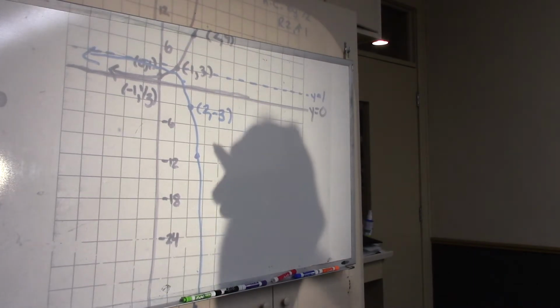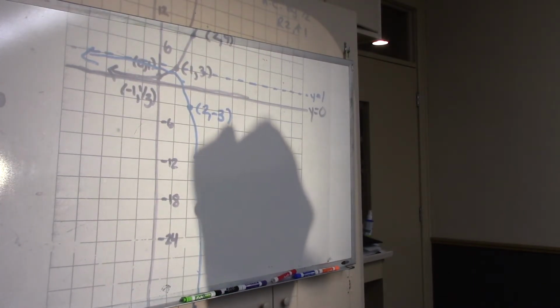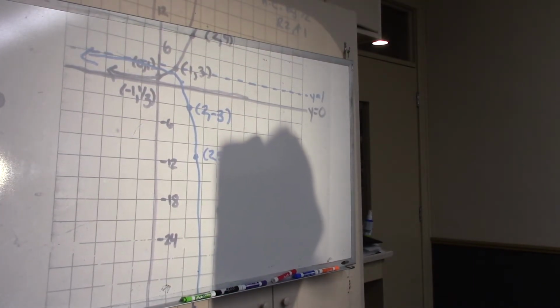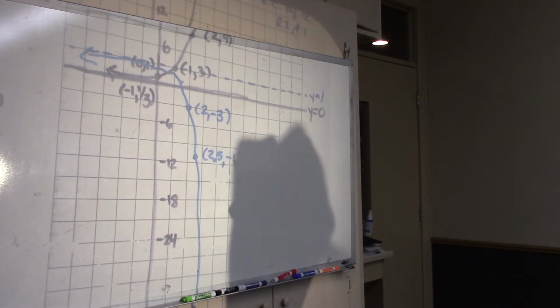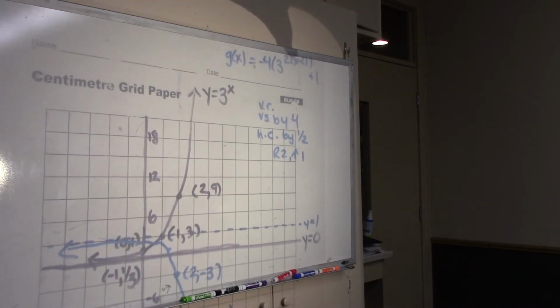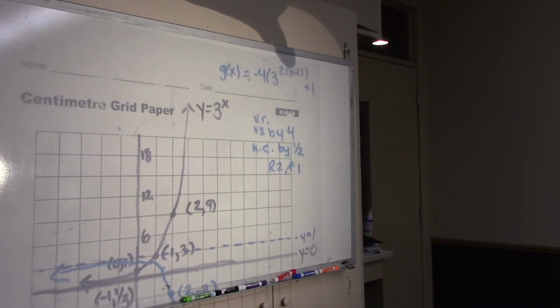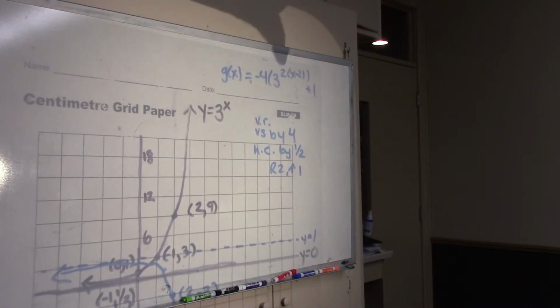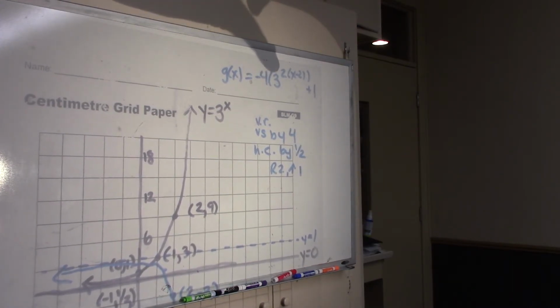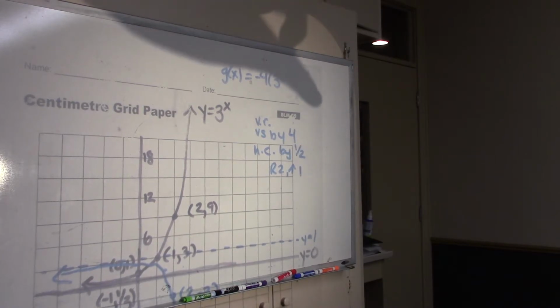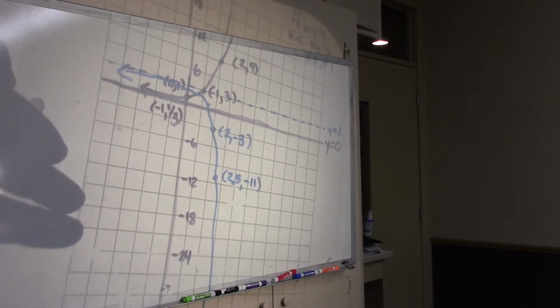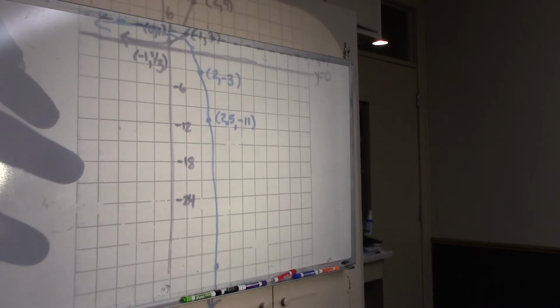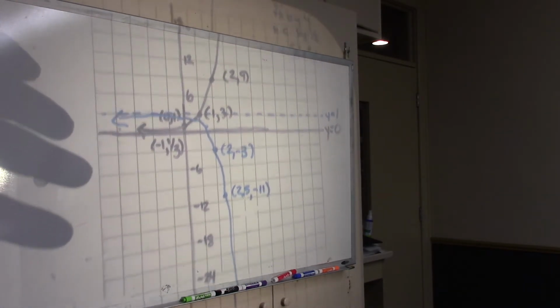Okay, this point here is (2.5, I believe that's -11). Okay, so 2.5 minus 2 is a half. 2 times a half is 1. 3 to the 1 is 3. Negative 4 times 3 is negative 12. Negative 12 plus 1 is negative 11. I did that right. Okay, so you can do that for all of your points. And there you go.